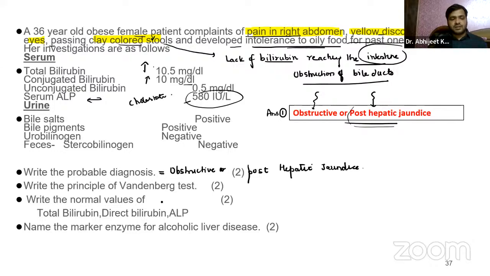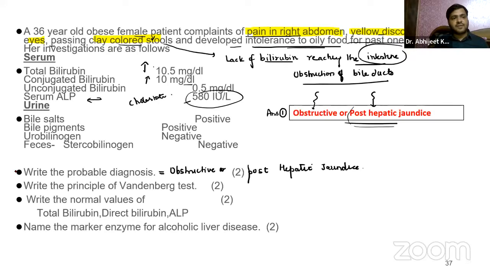Now, firstly, let us discuss what the Vandenbergh test is. So we are now discussing the same. First question is done. The answer is obstructive or post-hepatic jaundice, and I've given you the reason why. The question number 2: what is the principle of the Vandenbergh test? Let us try to write it.